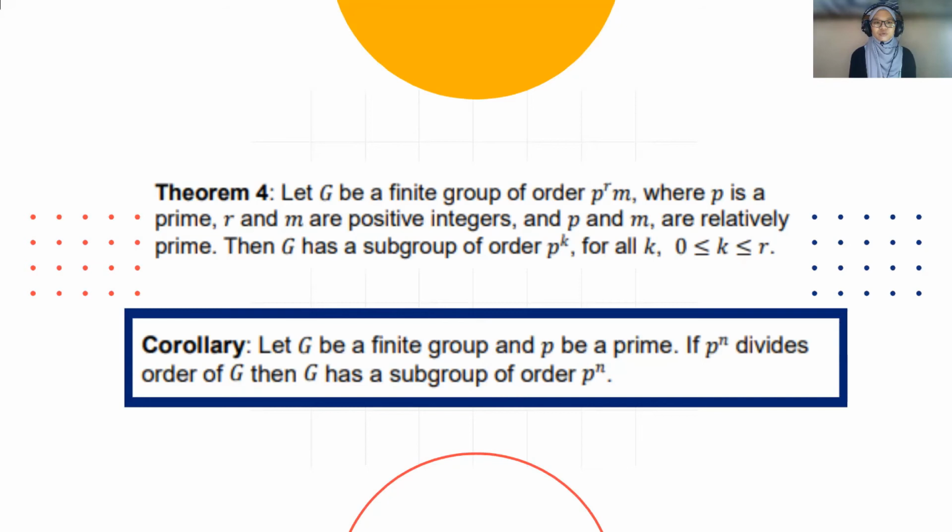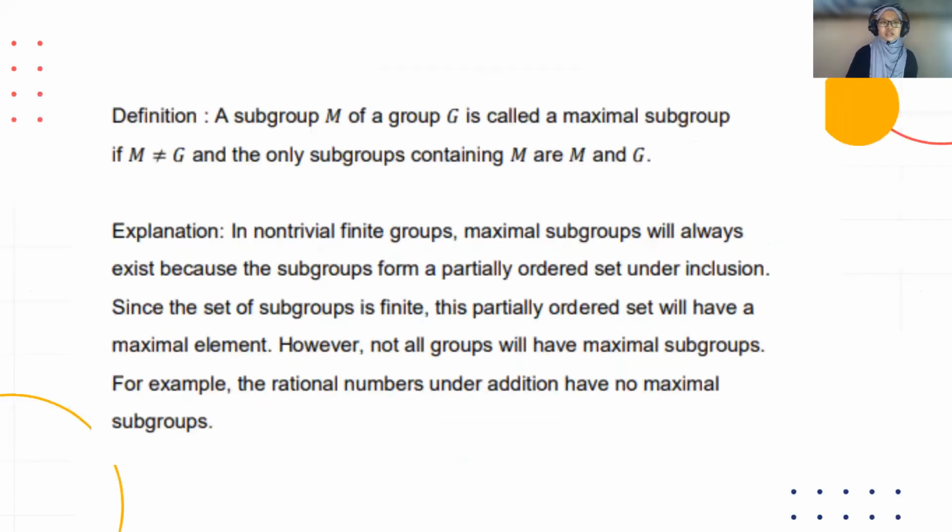Corollary to Theorem 4 says that let G be a finite group and p be a prime. If p to the power of n divides the order of G, then G has a subgroup of order p to the power of n. So to answer the question, the definition is: a subgroup M of a group G is called a maximal subgroup if M is not equal to G, and the only subgroups containing M are M and G itself. Explanation to the definition we did.